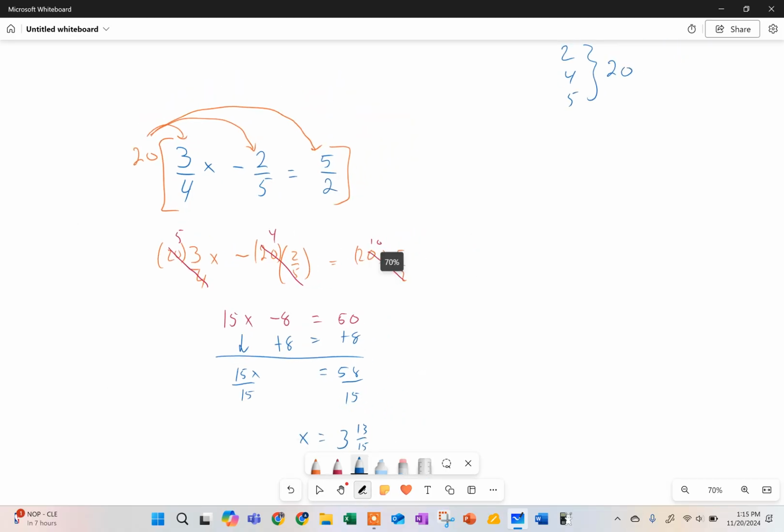Anyway, so that's it. Basically, what you can do is you just multiply each term by the lowest common multiple of the denominators, and that will give you whole numbers to work with.